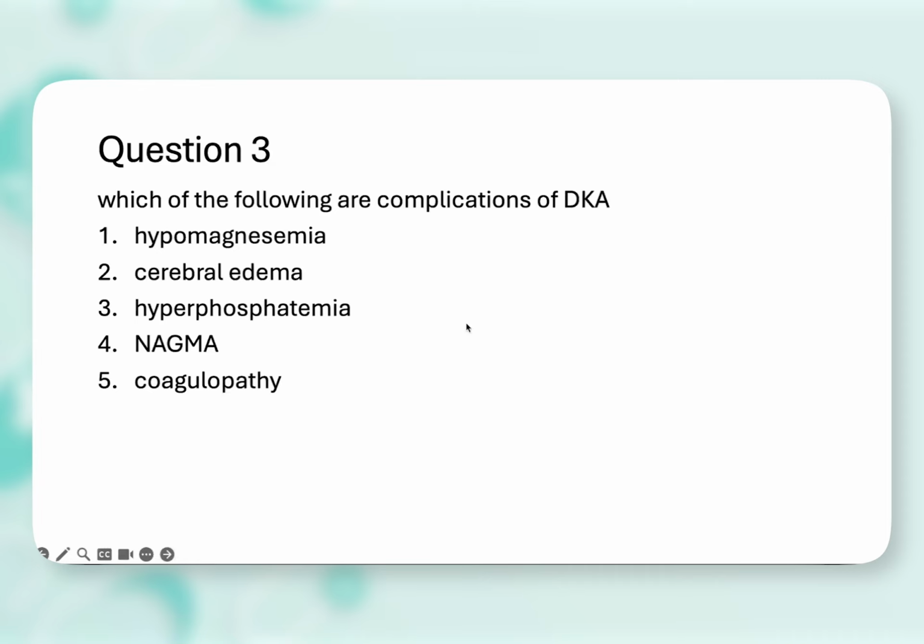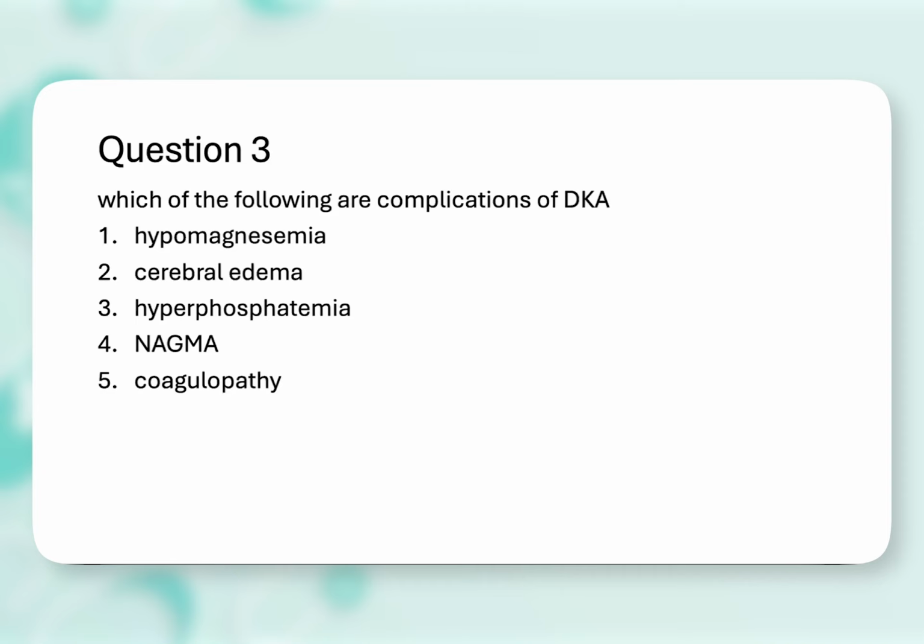NAGMA, that is normal anion gap acidosis. Why is this a complication of DKA? DKA per se causes high anion gap acidosis because of the elevated ketone levels. But during the resolution phase of DKA, if you have given too much fluid, especially normal saline, they can go into a normal anion gap phase.